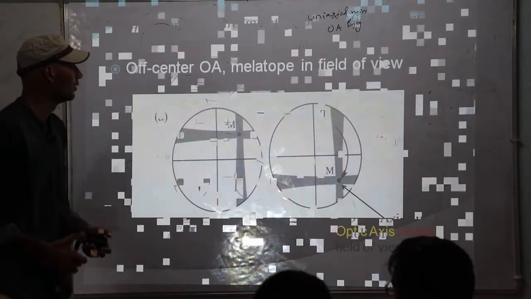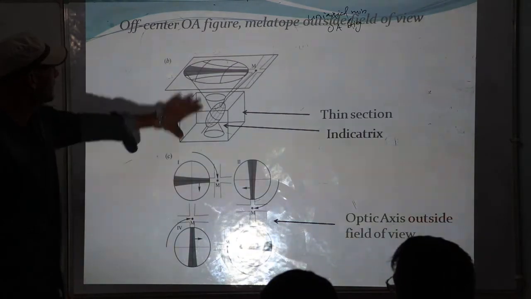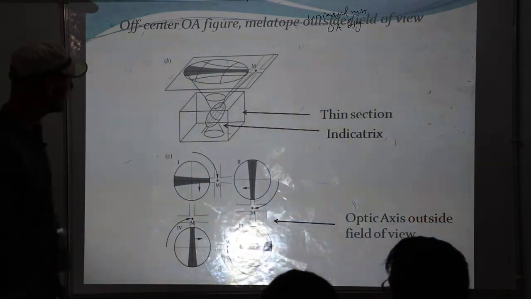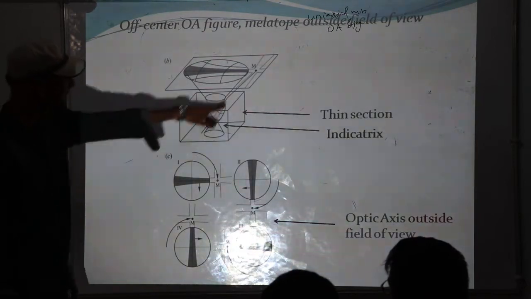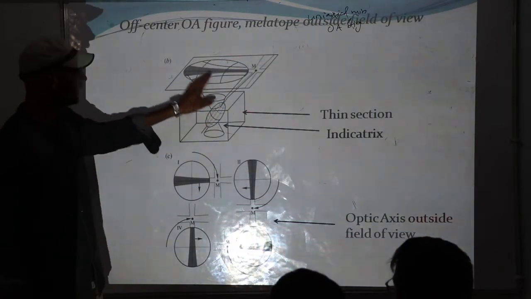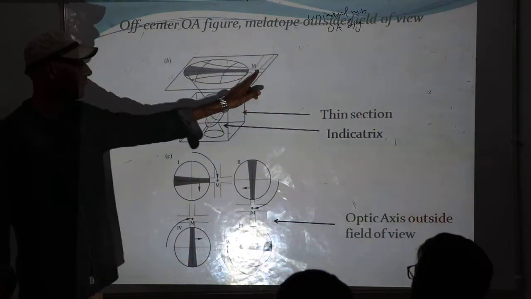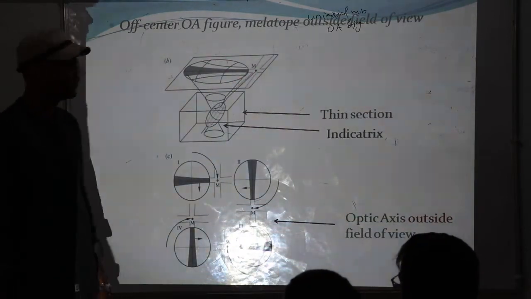Now, talking about optic, you can see this is for off-centered optic axis figure. Off-centered means you can see the optic axis is not at the center. It is out of the field of view. This is our field of view, and the melatope is forming out of the field of view.